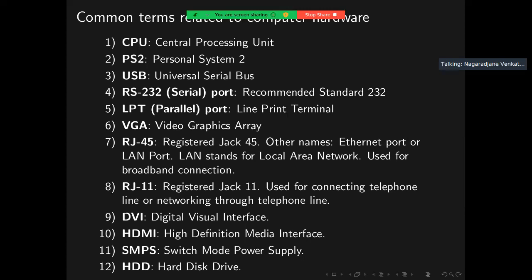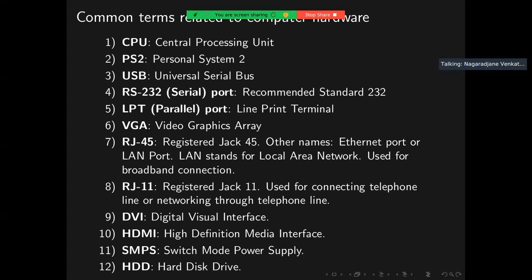Then DVI, digital visual interface. This one was used prior to HDMI. On the arrival of HDMI, DVI ports were removed from computers. HDMI ports were provided instead, because HDMI can take both audio and video at high resolution, whereas the DVI port or VGA port would not work with audio.